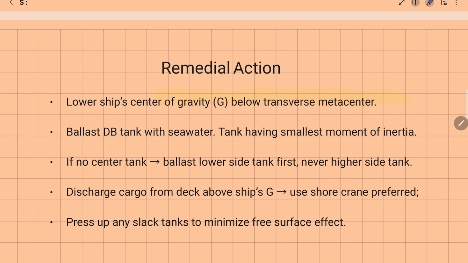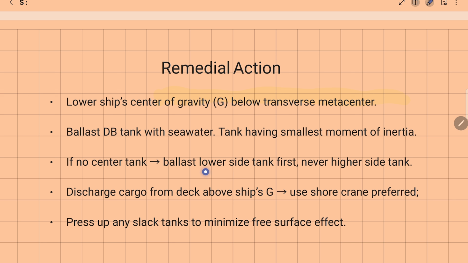What all can we do? We can ballast a double bottom tank with seawater, and the tank should be on the lower side. We can select a tank which has the smallest moment of inertia, meaning the width of the tank is small, the tank is subdivided, so it will have small moment of inertia, which will create small free surface effect. Because once we start ballasting the DB tank, initially there will be a free surface effect until the tank is full, pressed up. So if the tank has small moment of inertia, the free surface effect will be least.